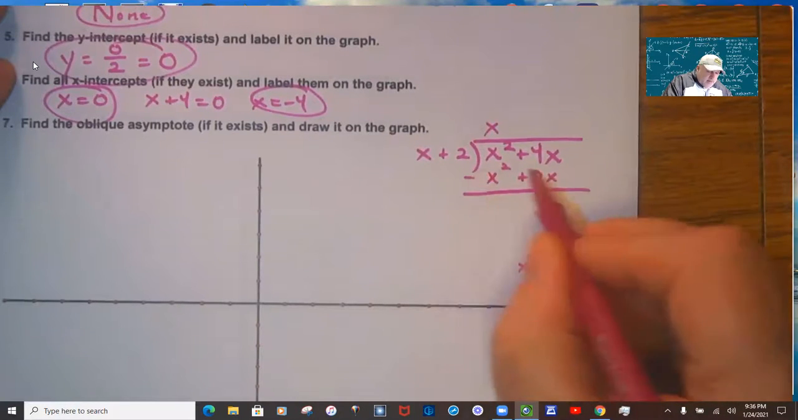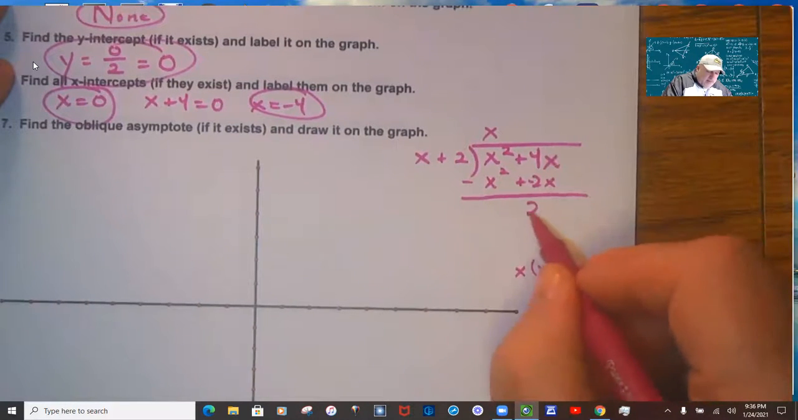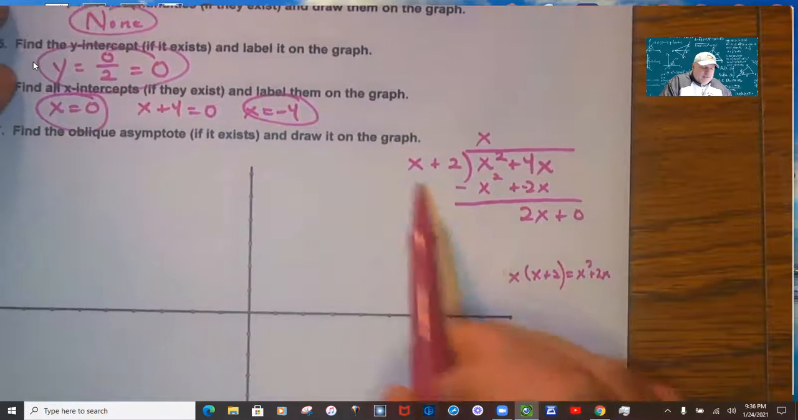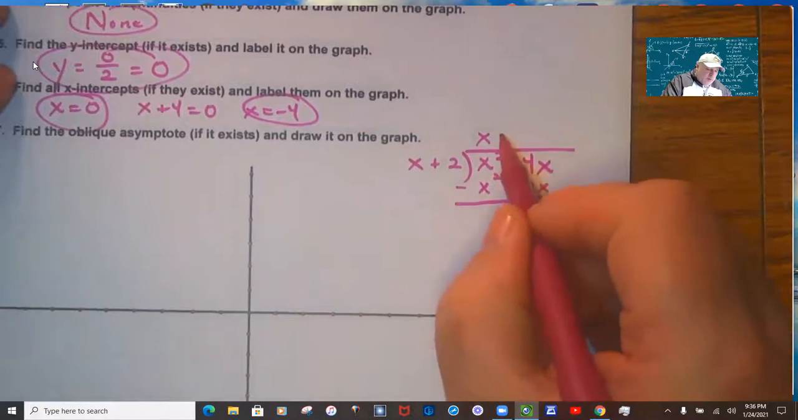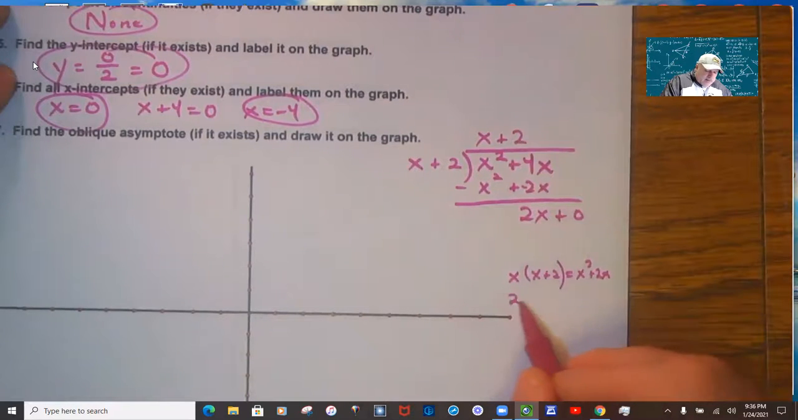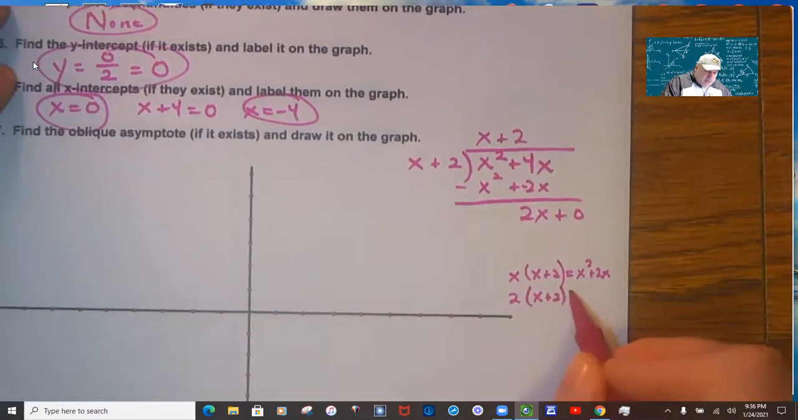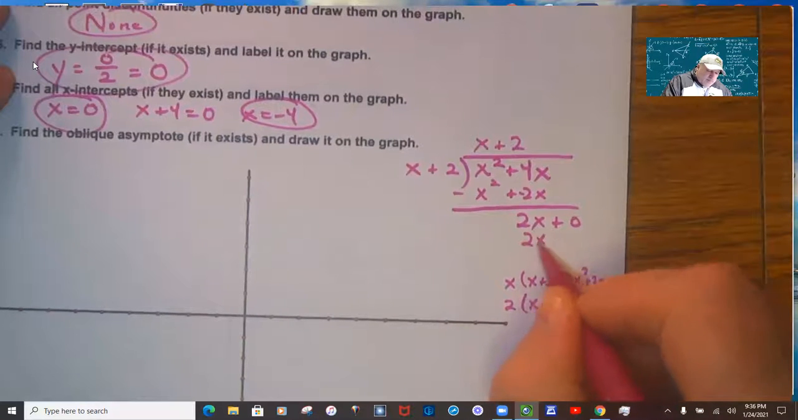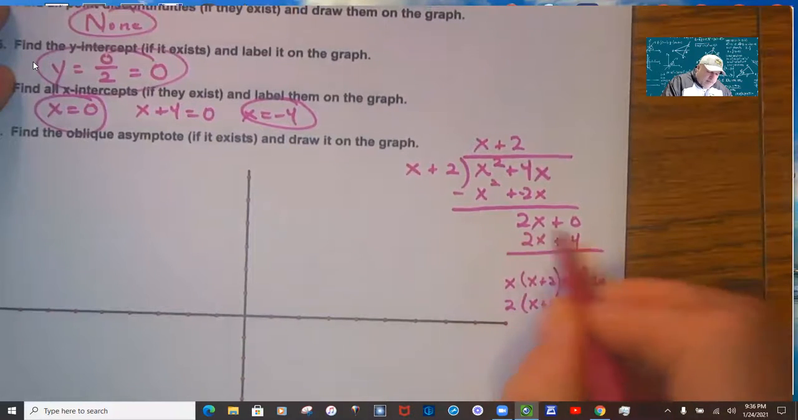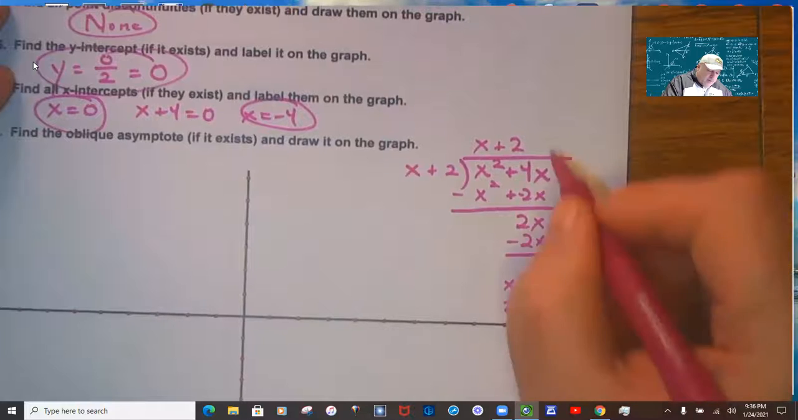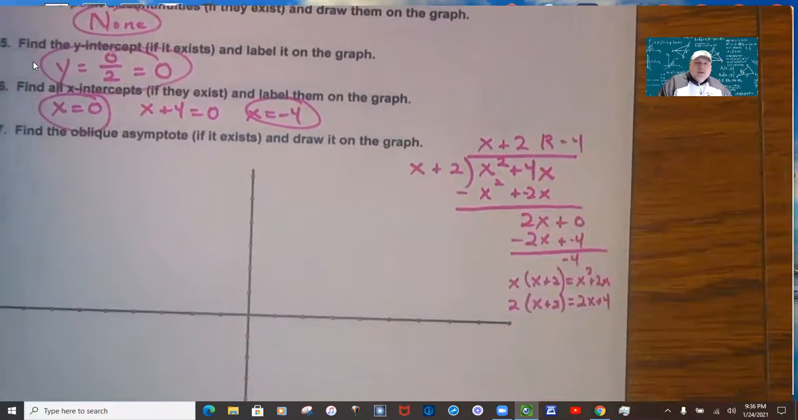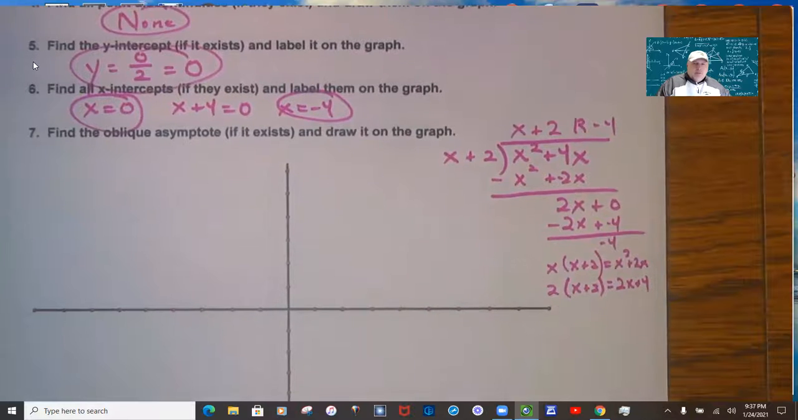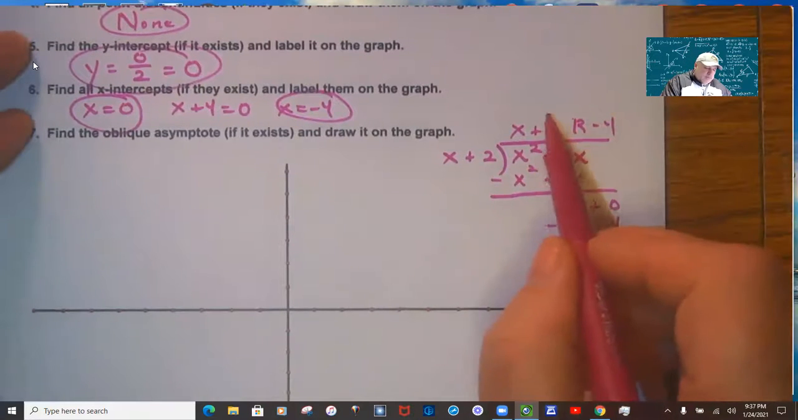Draw the line, change the sign everywhere, and then add down. So x into 2x will go plus 2. And then off on the side here, we need to do this product. So 2x plus 4. And then we draw the line and change the sign, and we have a remainder of -4. All right, so that's our oblique asymptote.